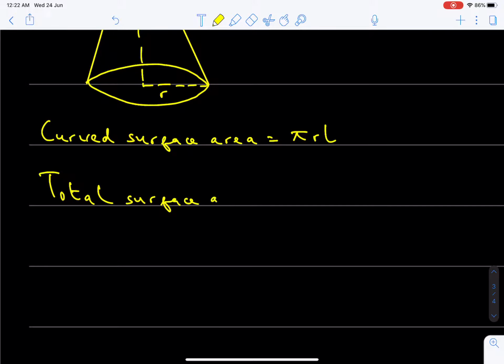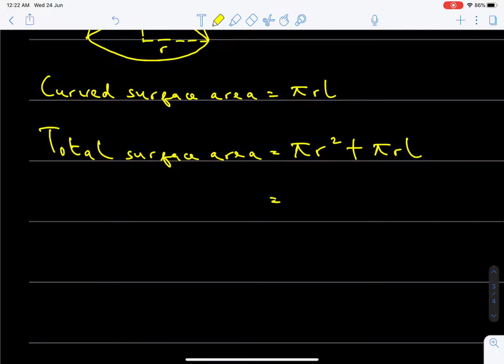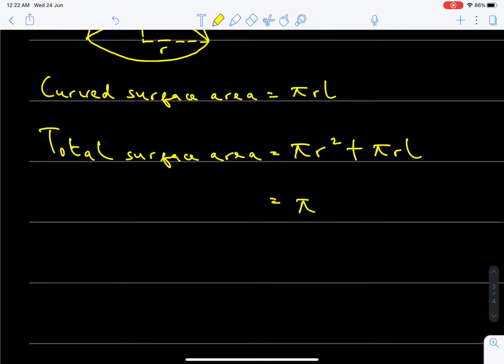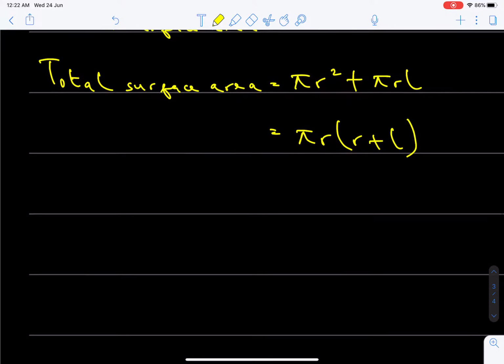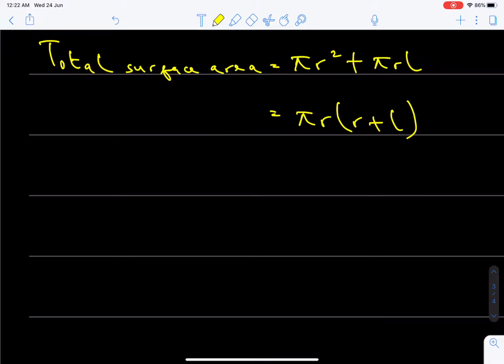Total surface area of the cone is given by the base area, which is pi r squared, because the base is a circle, so its area is pi r squared, plus the curved surface area, which is pi r L. And you can write this as pi r into r plus L. Now let's take a very simple example.